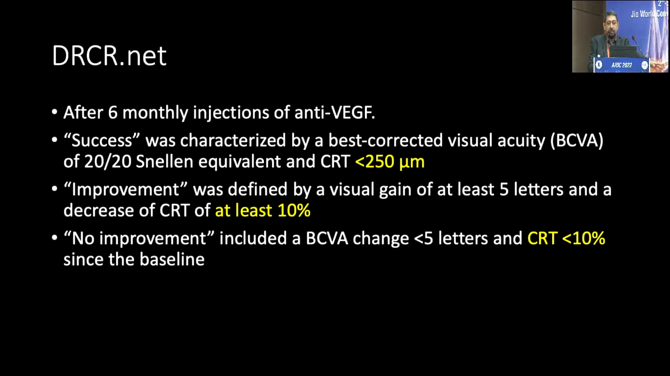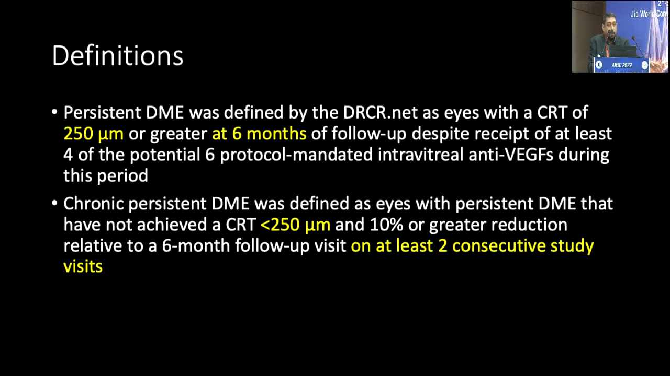Futility is checked after 52 weeks. So essentially, these are the definitions by the DRCR network. But we are more focally concentrating on two definitions. What do you mean by persistent DME? Persistent DME was tagged with a figure of 6 months.